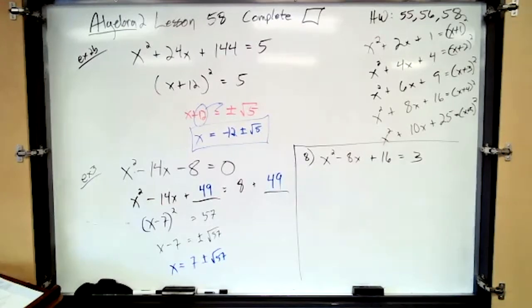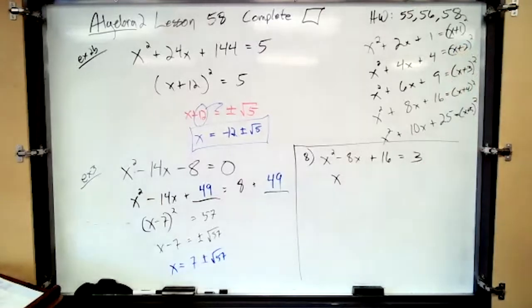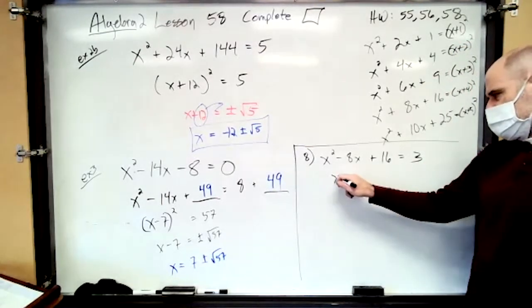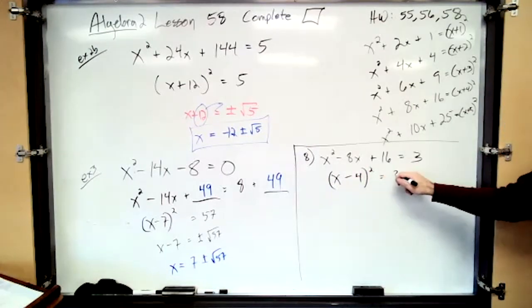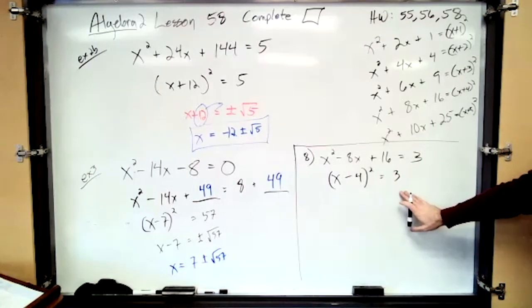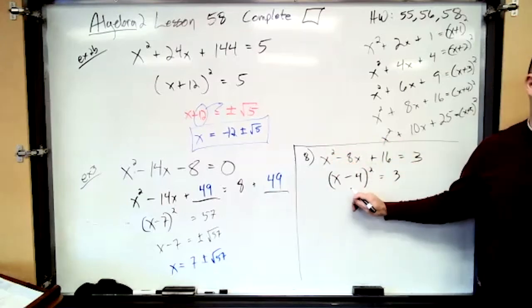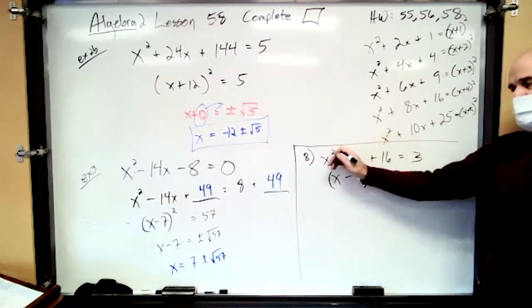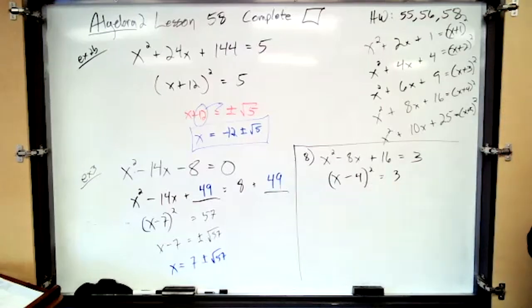Factor it. So how does this factor? X, is it minus or plus 4? Yeah. Minus 4 squared equals, well, not plus or minus yet, because we haven't taken the square root of it. This whole thing equals that. Just 3. That was the whole point, this is a square trinomial. So write it as a square trinomial. It's just 3, so then you square root it.